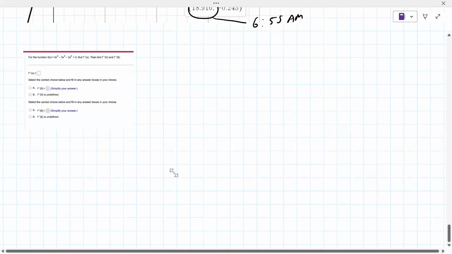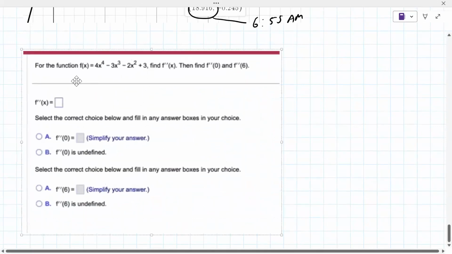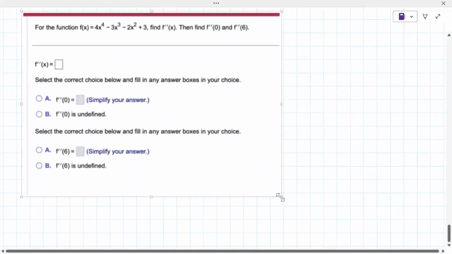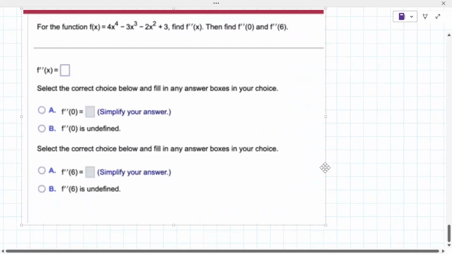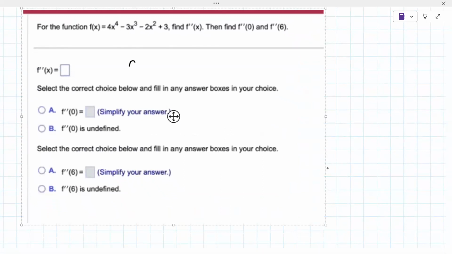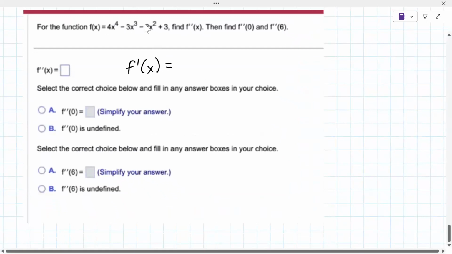All right, so this is the next one I see. For the function, find the second derivative, then evaluate the second derivative at 0, then evaluate the second derivative at 6. Okay. So we did a bunch of derivatives yesterday. Could you give me the first derivative of this? If you remember, you have to bring the exponent down and subtract 1 from it.